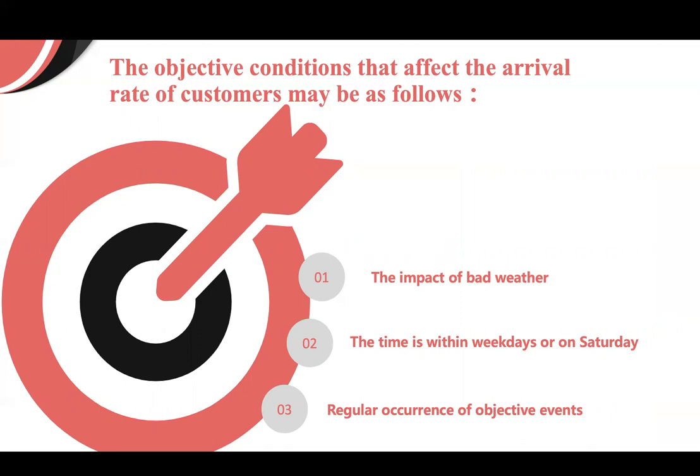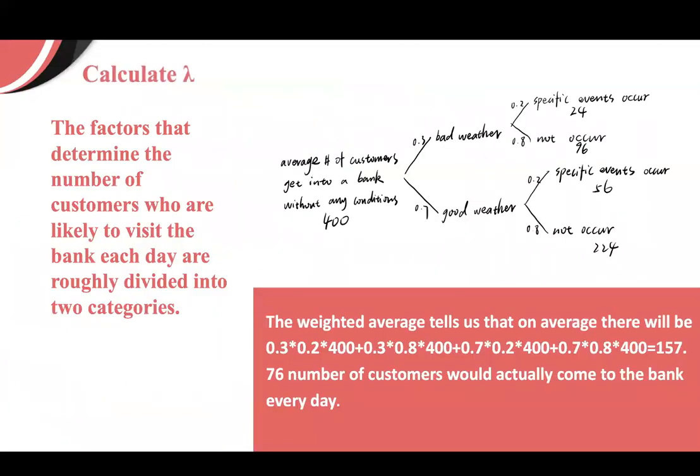Now, a rough analysis with a conditional probability tree graph shows that the factors that determine the number of customers who are likely to visit the bank each day are roughly divided into two categories. Suppose a bank has about 400 potential customers every day, meaning they may travel to the bank that day, with a probability of 0.3 of bad weather and still choosing to go, and a probability of 1 minus 0.3 of good weather and going to the bank.